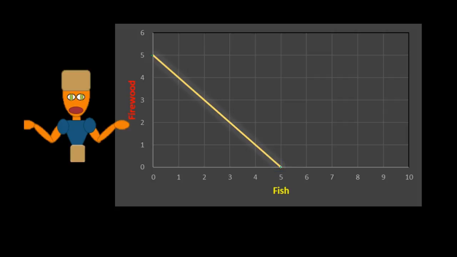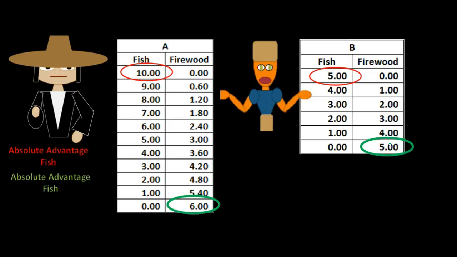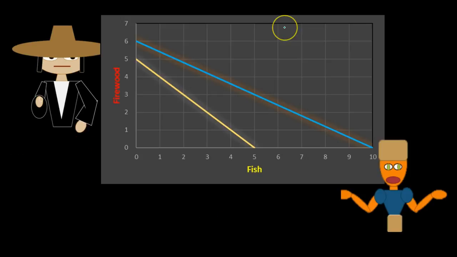So this individual is not as well suited for the fish and the firewood production, can't do as much anywhere along that production possibility frontier. If we compare the two, we can see that person A is better at fishing, and person A is also better at firewood collection. So we say that A has an absolute advantage in both the fishing and the firewood. Person B is not as good as either one of them.